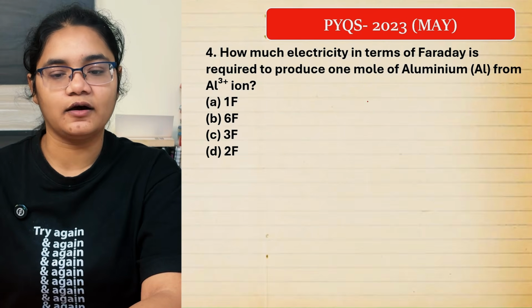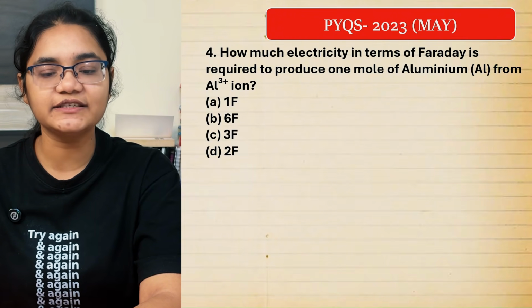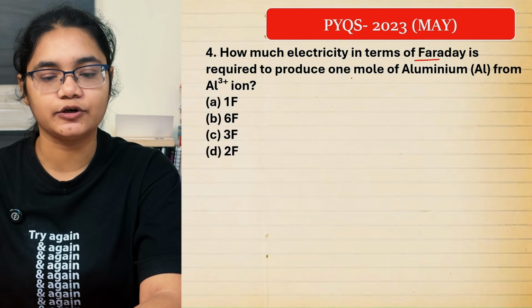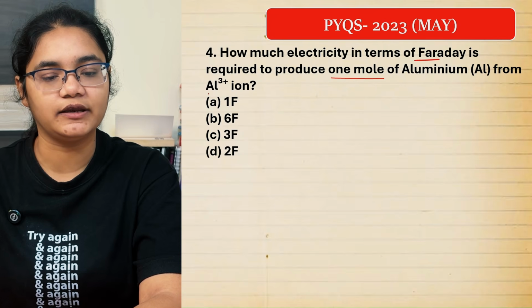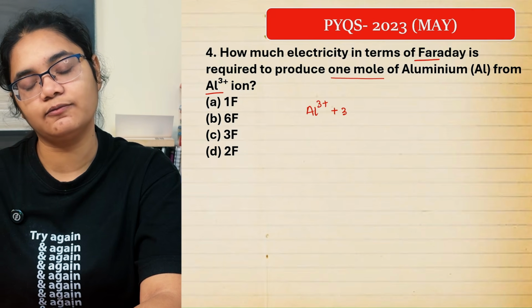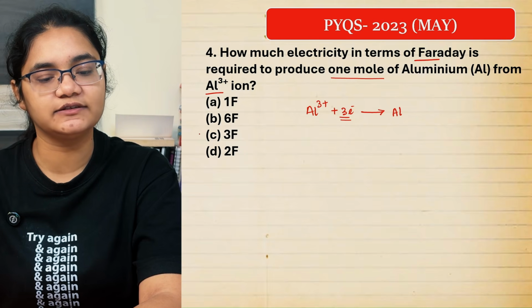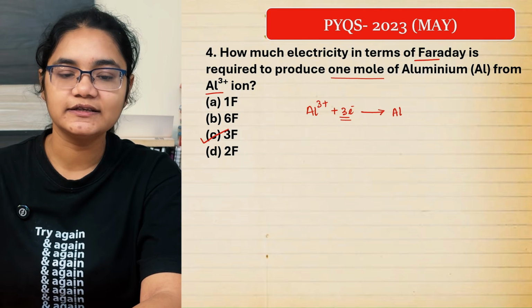Okay, next is the May 2023 paper. How much electricity in terms of Faraday is required to produce 1 mole of aluminium from Al3 plus ion? If you see, Al3 plus ion gains 3 moles of electrons to produce aluminium, right? So 3 moles of electrons means 3 Faraday. So that is option number C here.